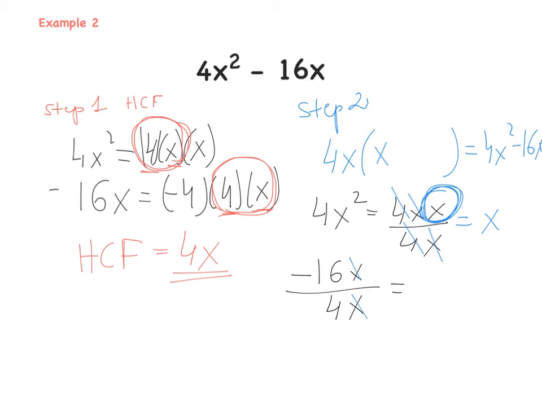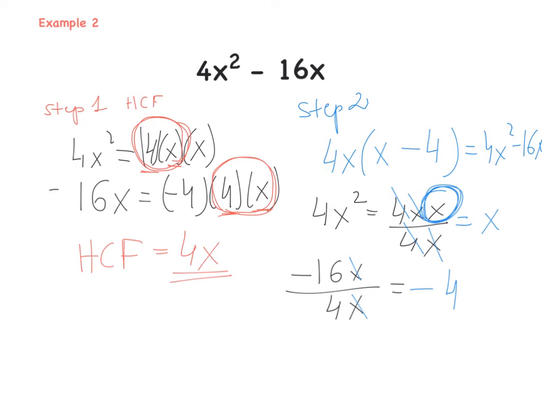So we don't have x's anymore. And minus 16 divided by 4. Negative divided by positive is negative. 16 by 4, 4. And minus 4 goes straight into the bracket. Minus 4. Okay, and we can check it out.